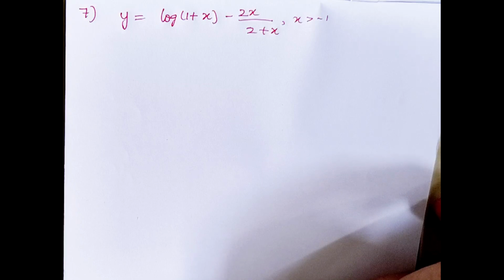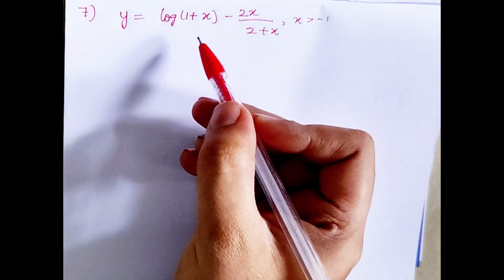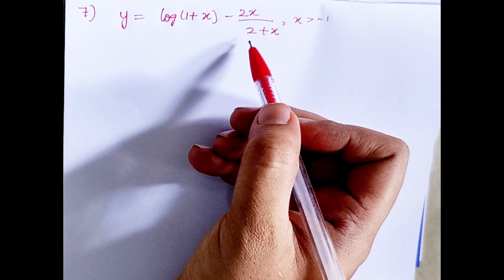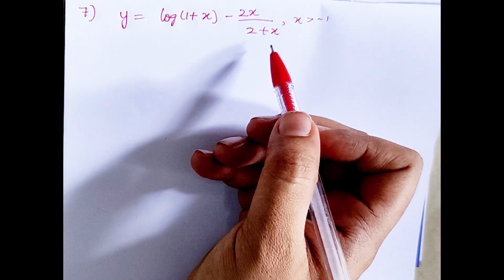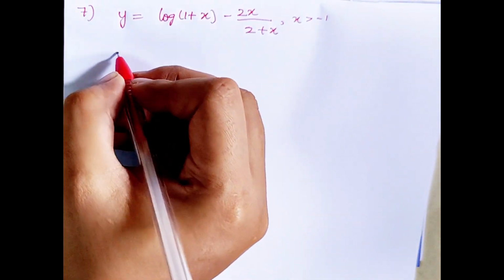Question number 7. We have to show that y equal to log of (1 plus x) minus 2x by (2 plus x), with x greater than minus 1, is an increasing function of x throughout its domain. We will find the derivative of this function.